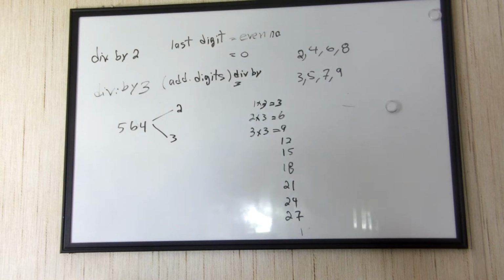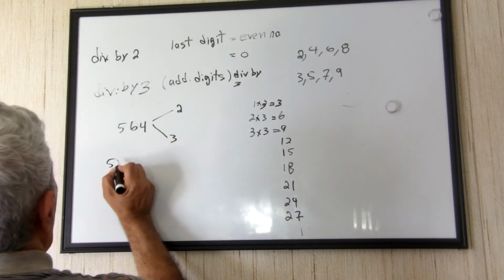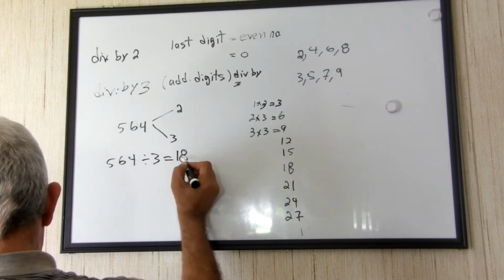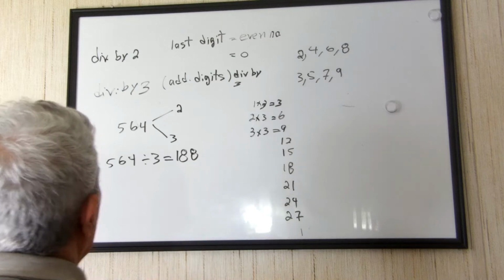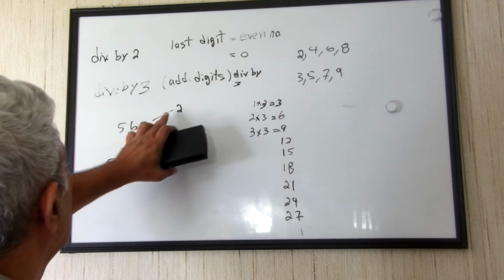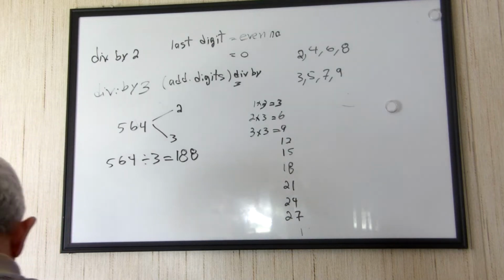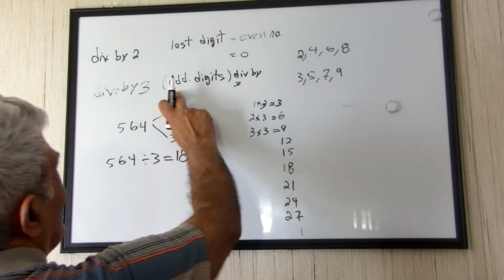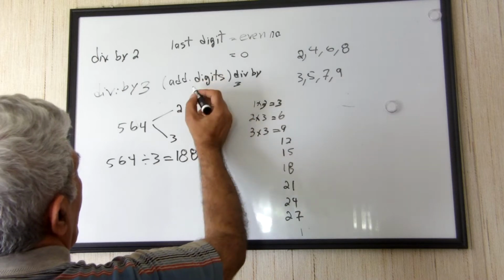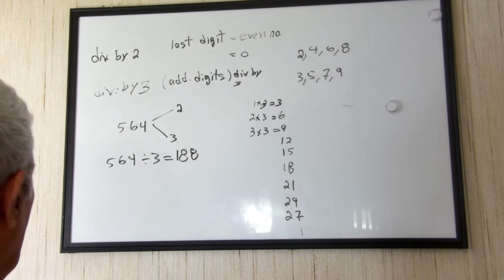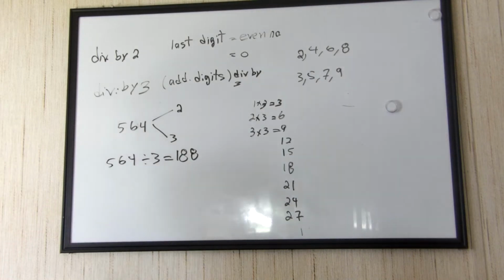If you want to divide it by 3, 564 divided by 3 is equal to 188. So this number is also divisible by 2 and also divisible by 3. So add the digits to see if they are divisible by 3.